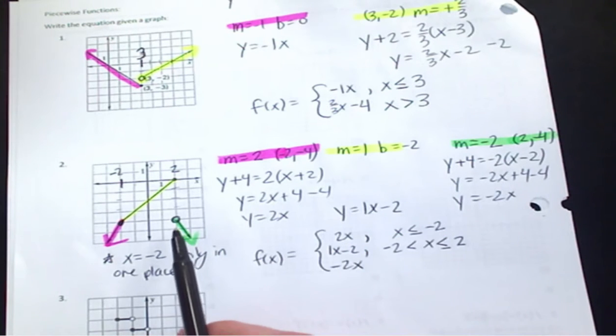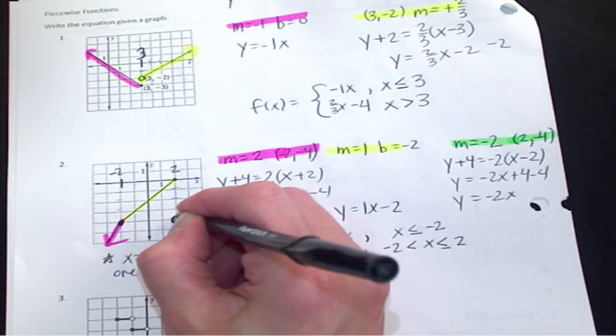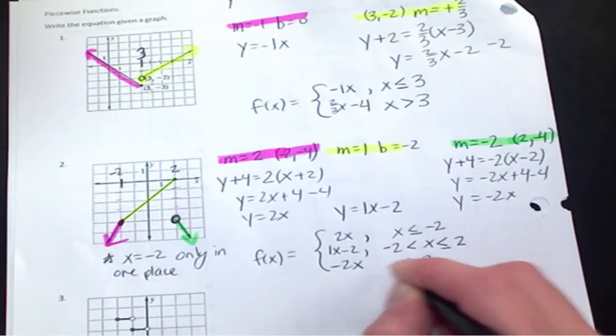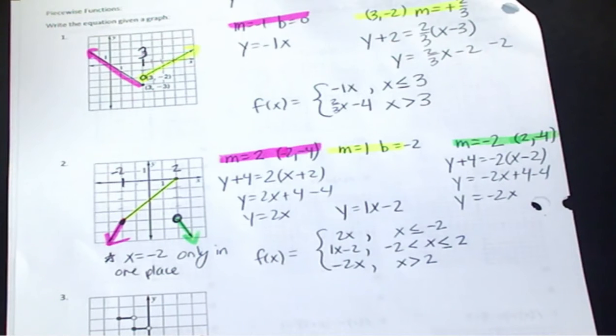Now this one is to the right. Now see that open circle? Okay, that means that it is not including +2.